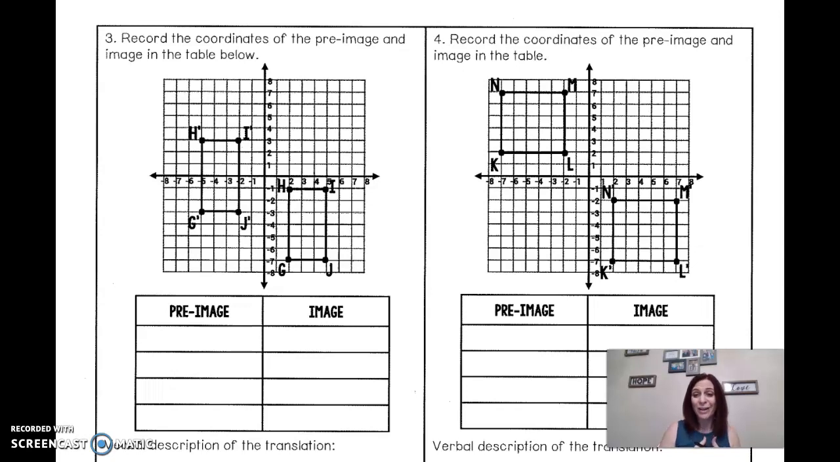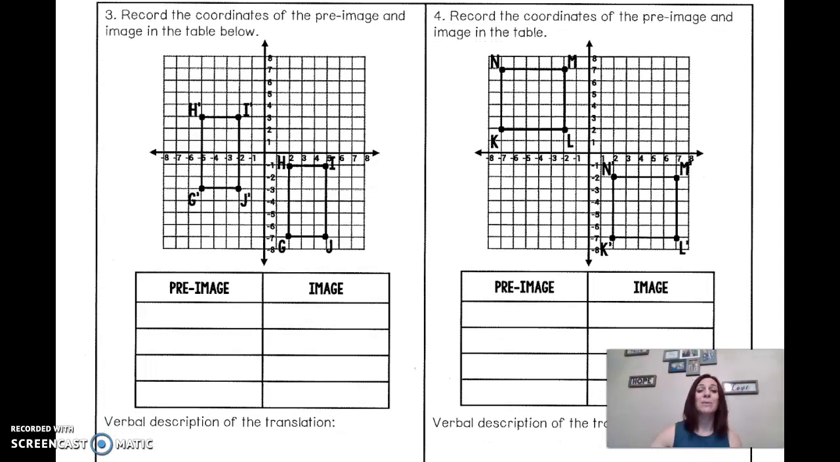All right, so we are still talking about translations in the coordinate plane. We were trying to make this connection between what we see in a graph, the translation occurring on a coordinate plane, and what's happening to the ordered pairs, so we can put it in coordinate notation. It says record the coordinates of the pre-image and image in the table below.